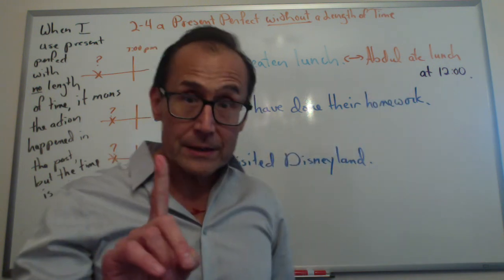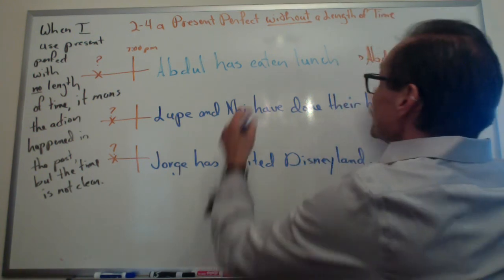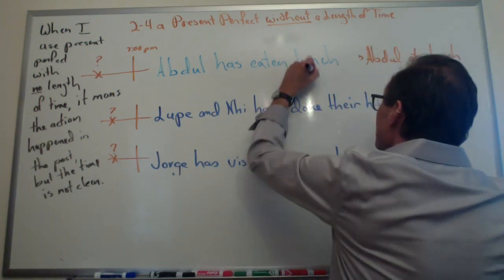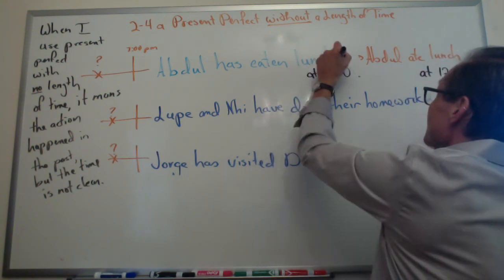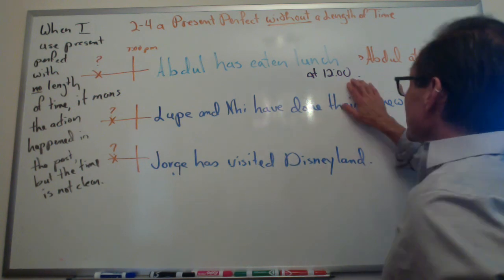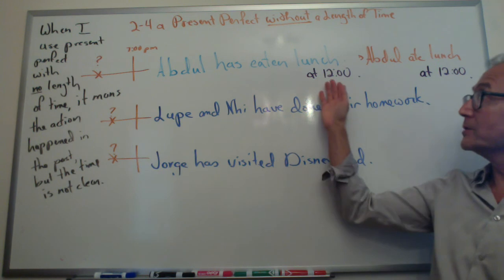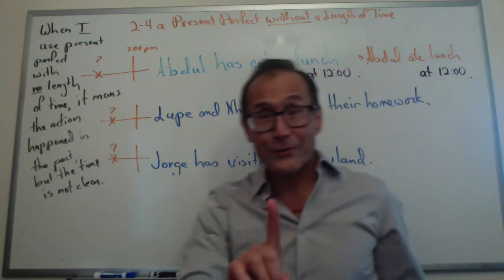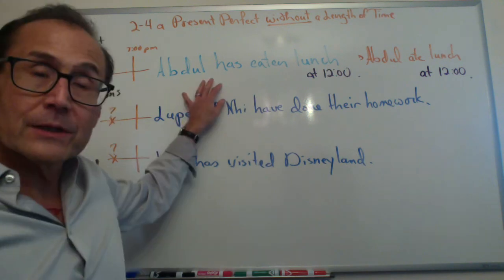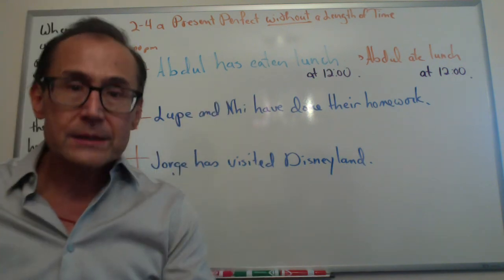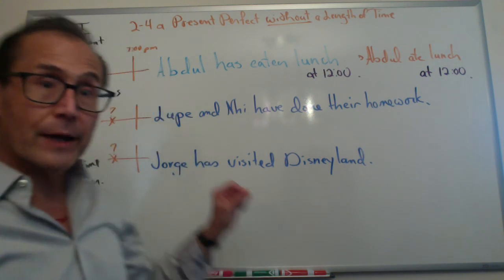Let me write another sentence on the board. Abdul has eaten lunch at 12 o'clock. Okay, so go from here to here. Abdul has eaten lunch at 12 o'clock. I'm going to ask you the same question about this sentence. Take a moment and think about this sentence. Is this sentence a good sentence in English? Does it follow the rules of grammar?